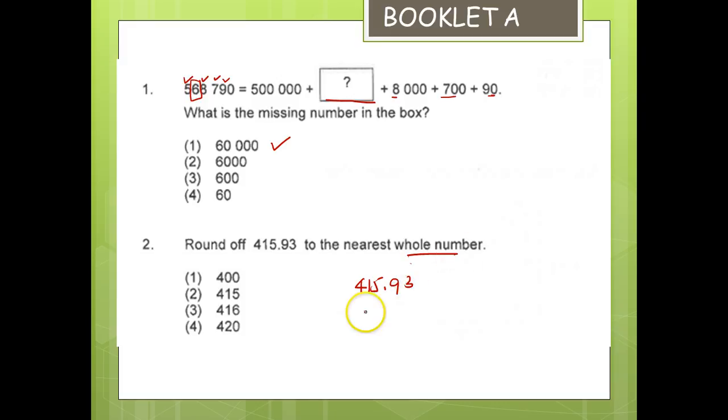Round off 415.93 to the nearest whole number. So the nearest whole number is 415 or 416. 0.93 is more than 0.5, so you round up, which is 416.